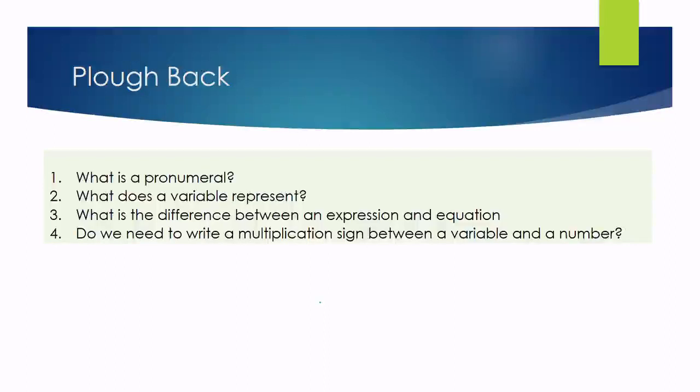As a bit of a playback, take the time now to think about the answers for these questions. What is a pronumeral? What does a variable represent? What's the difference between an expression and an equation? And do we need to write a multiplication sign between a variable and a number? But what I don't want you to do is go back and look at your notes. I'd like you to see if you can answer these in your own words, because that will give you a better understanding of what they represent. Pause the video before you go on to the next slide, because I'm pretty sure there might be some answers coming up, but I'd like you to define those in your own words.